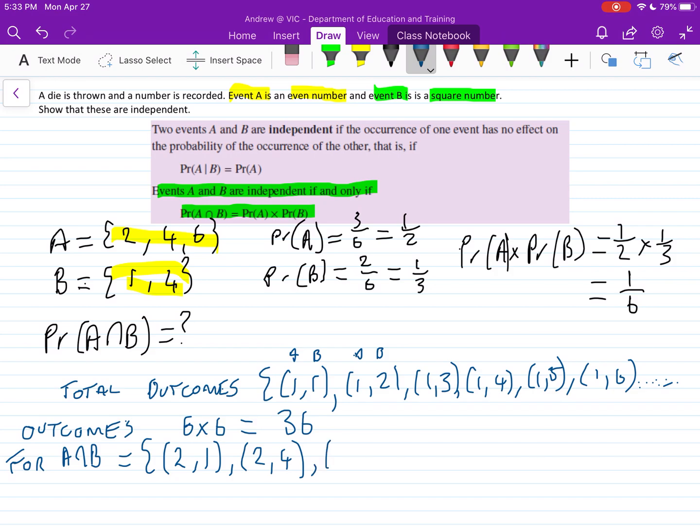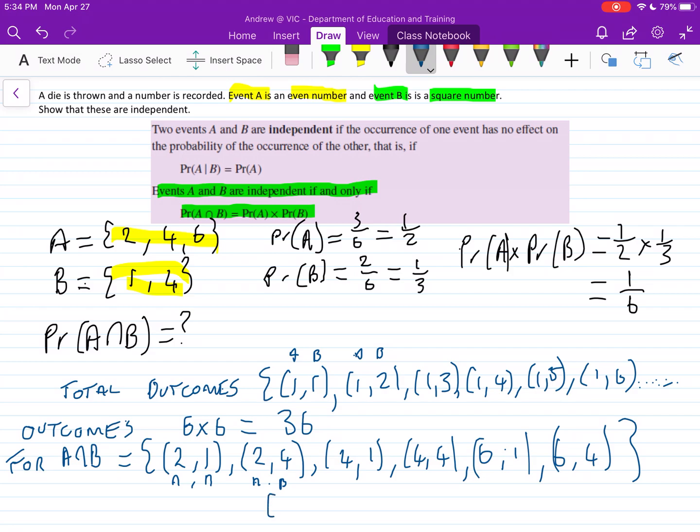Next one, we've got 4 for event A. Just remember to set these up in the same way as events A and B: the first one is event A, the second one is event B. So we've got 4, and then 1. For event A, we've got 4 and 4, and I'll just finish this off: 6 and 1, and 6 and 4. So for A intersect B, we have 1, 2, 3, 4, 5, 6 outcomes.